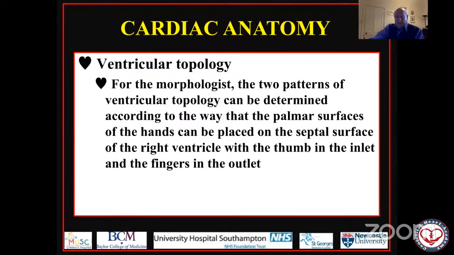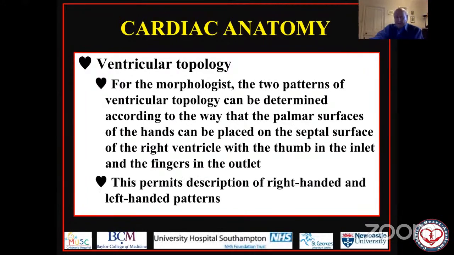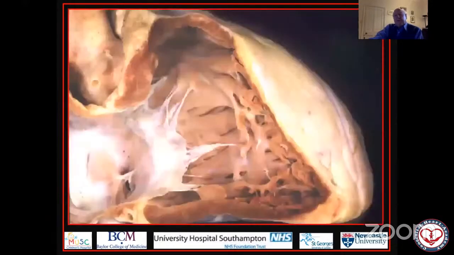Now, it's relatively easy for me as a morphologist to do this because I determine topology by placing the palmar surfaces of my hands on the septal surface of the right ventricle, such that I can place my thumb in the inlet, the fingers in the outlet. And this permits me to distinguish between the right-handed and left-handed patterns.